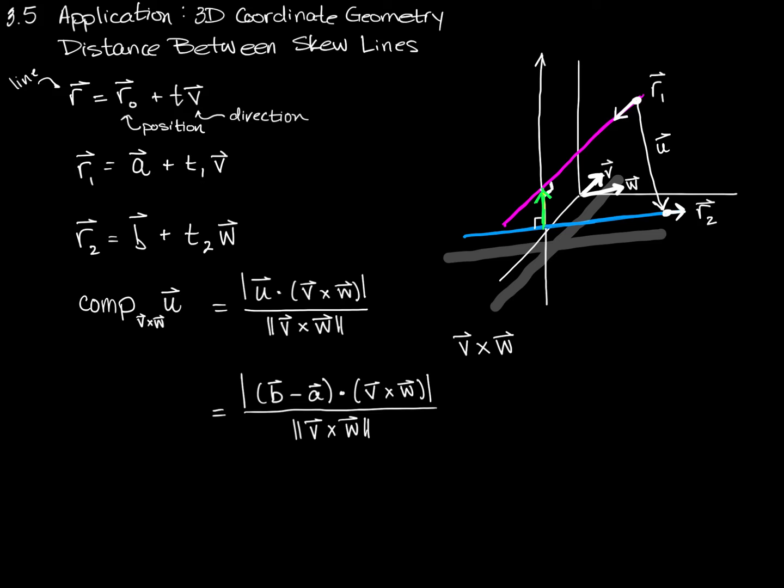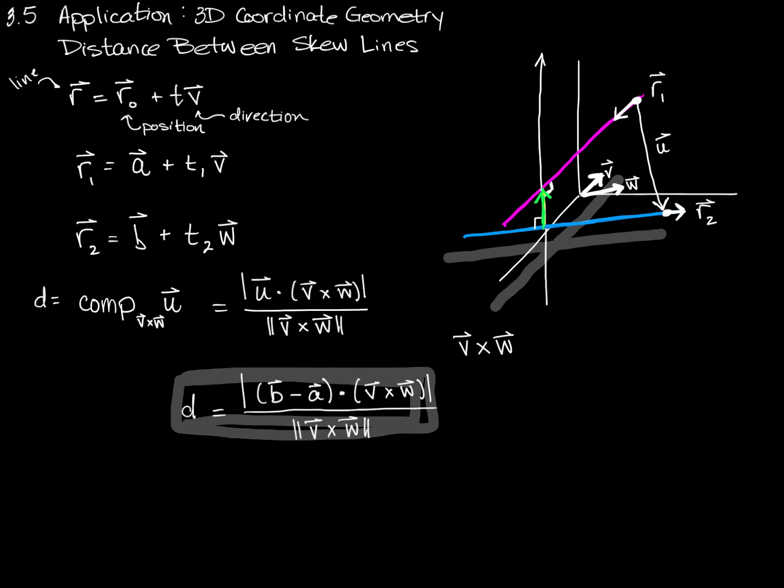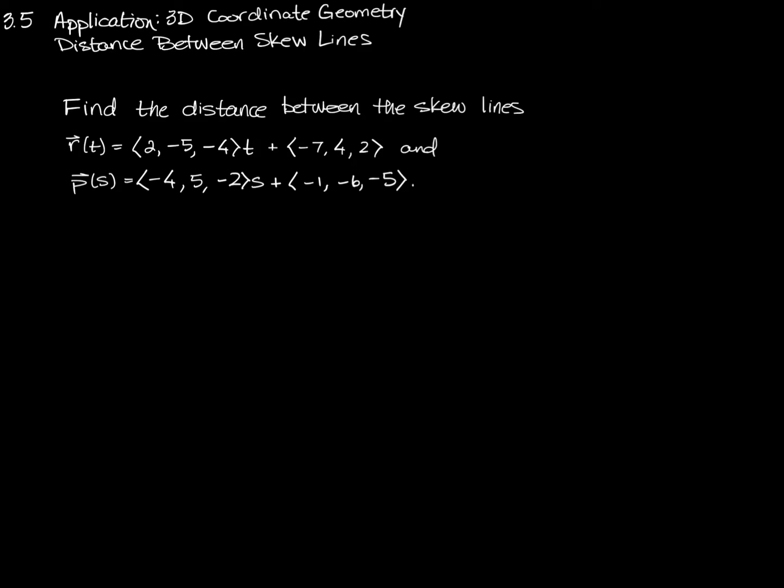So since this is the distance I'm looking for, I'm just going to write the D down here, the distance between two points. This is our formula for the distance between two lines. The distance between two lines, not the distance between two points. Sorry about that. The distance between two lines is the shortest distance between two lines that are not parallel and not intersecting. Let's take a look at an example.